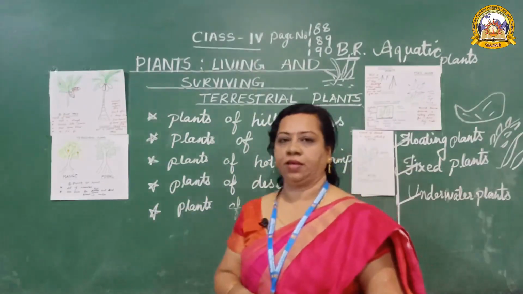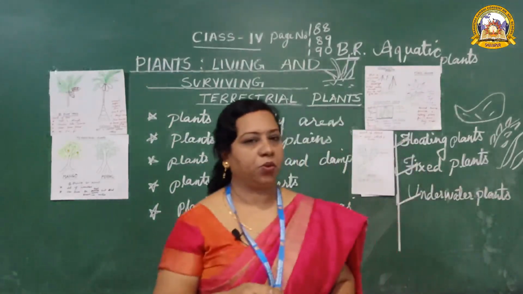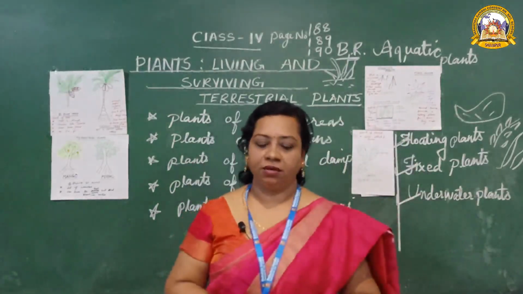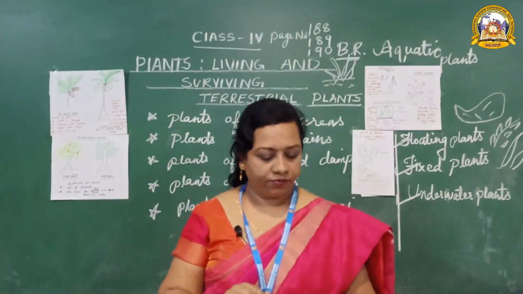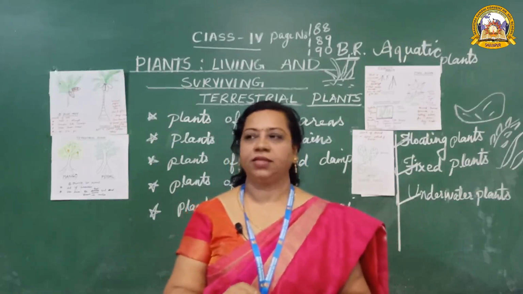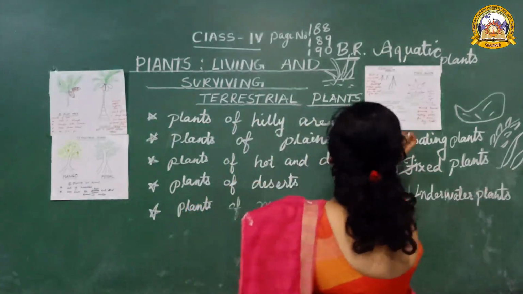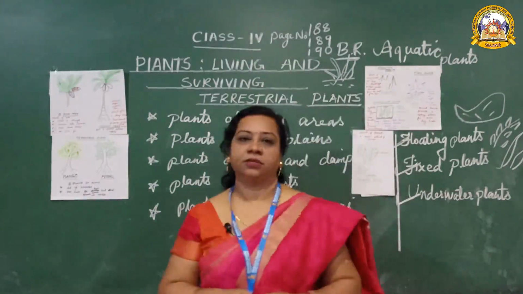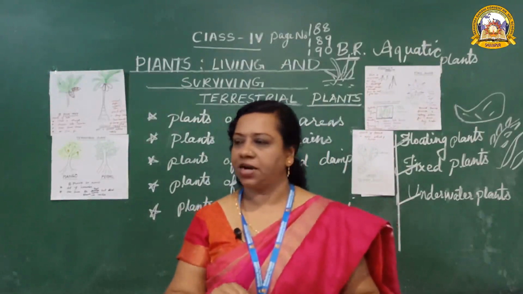Hot and damp areas. In the hot and damp areas, plants like coconut, tea, rubber are found. They never shed their leaves. So a special feature is that these plants never shed their leaves, and these are known as evergreen plants. Then we have seen the desert plants.